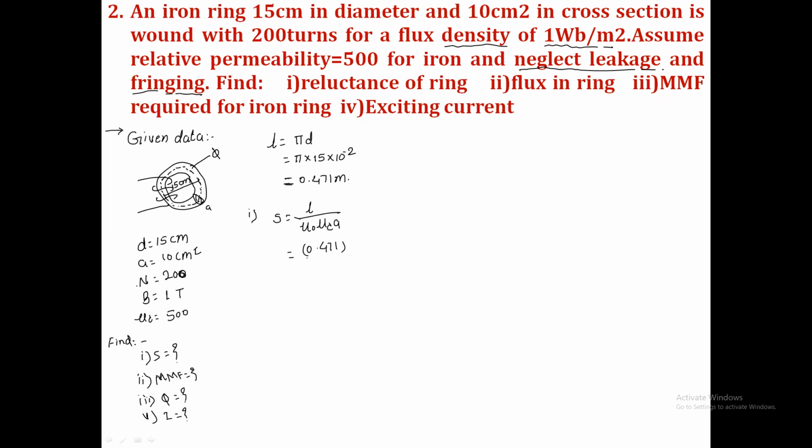0.471 is the numerator term, and the denominator is 4 pi into 10 raised to -7 multiplied by mu r. What is its constant value? 4 pi into 10 raised to -7 multiplied by mu r, which is 500. A is 10 centimeter square, so it is given in centimeter square. Can I convert it into meter square? So 10 into 10 raised to -4 meter square.